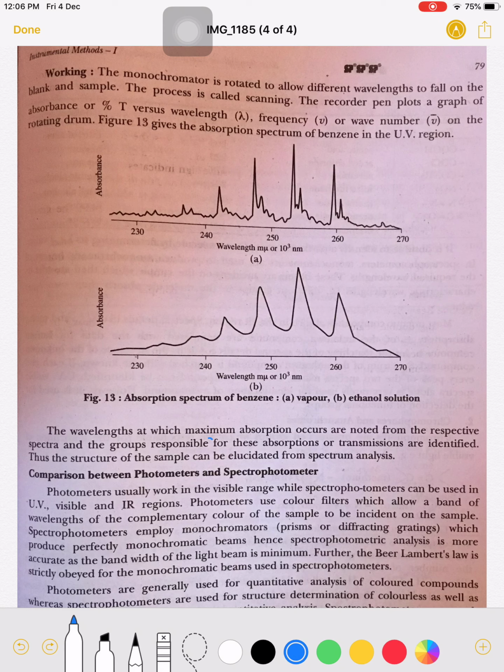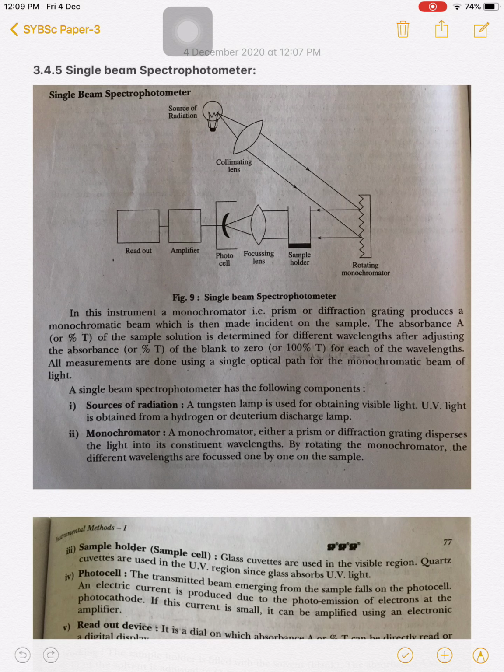So this is the point here, the spectrophotometers, that is, single beam and double beam. The only difference between single and double beam is that in a single beam instrument only a single beam is used. In a double beam spectrophotometer, the light is split into two equal identical beams. One passes through the sample and the other passes through the solvent cell. So this is the single beam spectrophotometer and the double beam spectrophotometer.